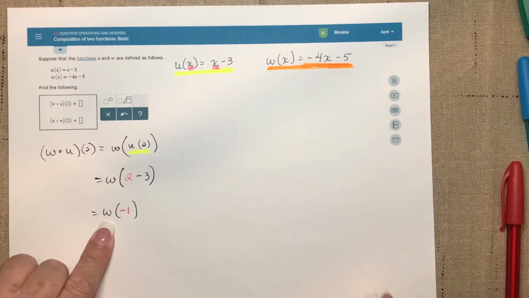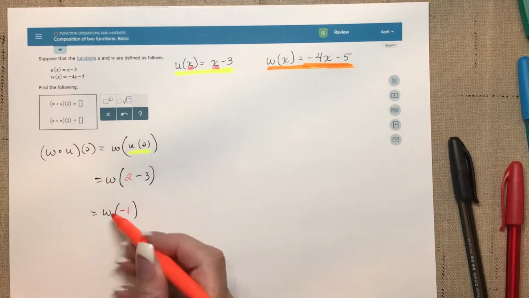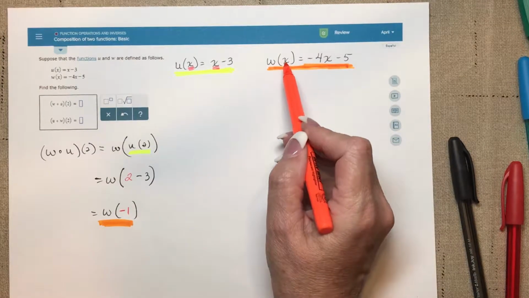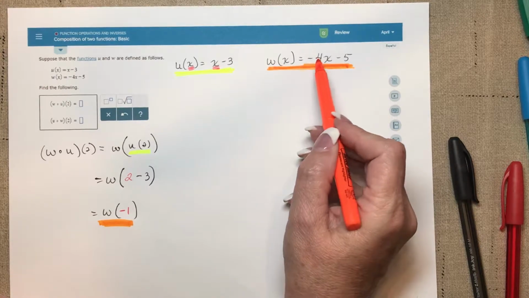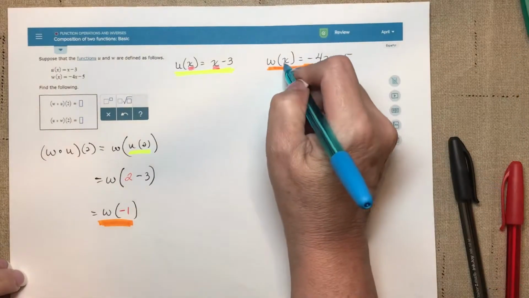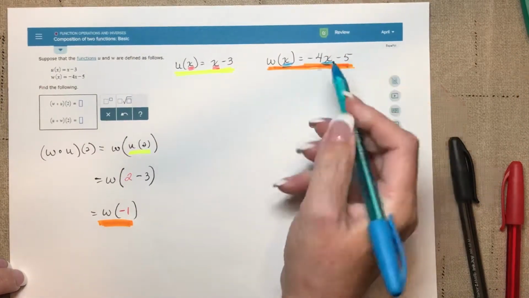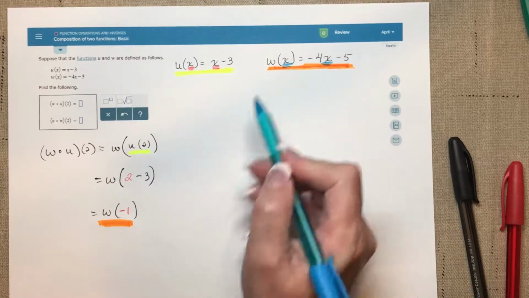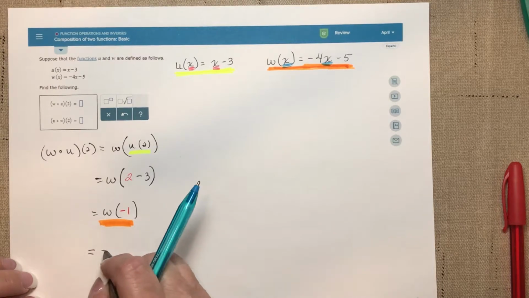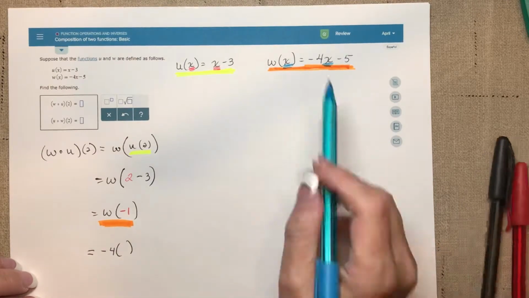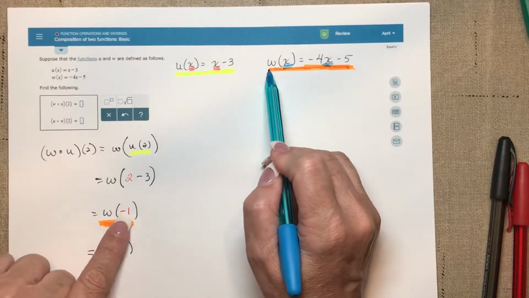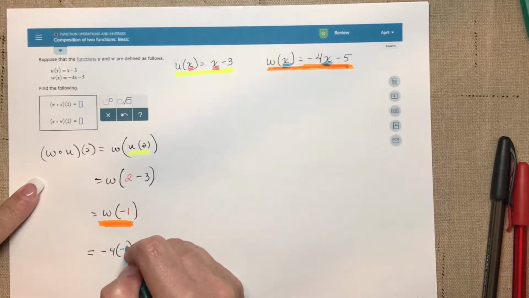So now I need to calculate w of negative 1, which means I'm moving to the orange function. W of x equals negative 4 times x minus 5. So wherever there's an x, you're going to plug in whatever number they tell you. And they're telling me to plug in negative 1. So this is going to equal negative 4 times, in this case, w of negative 1. I'm going to stick the negative 1 right there.